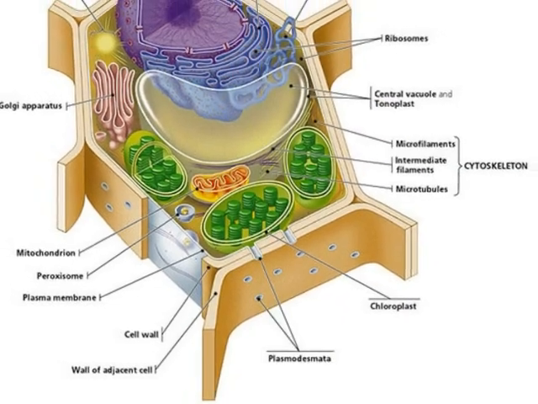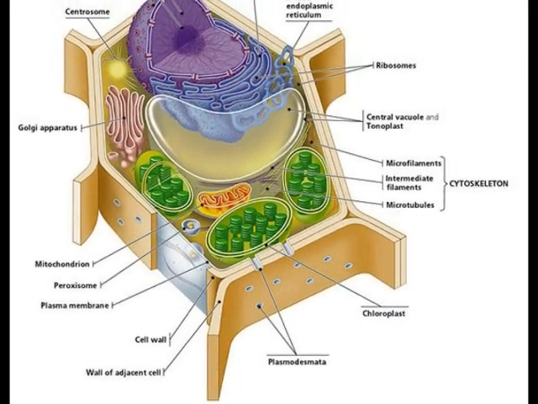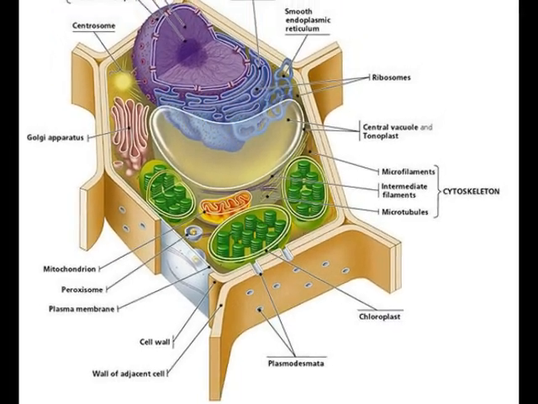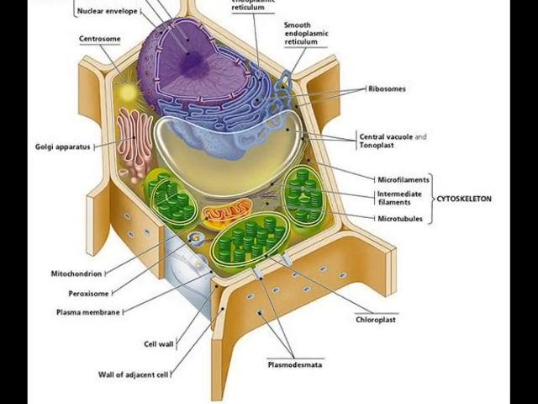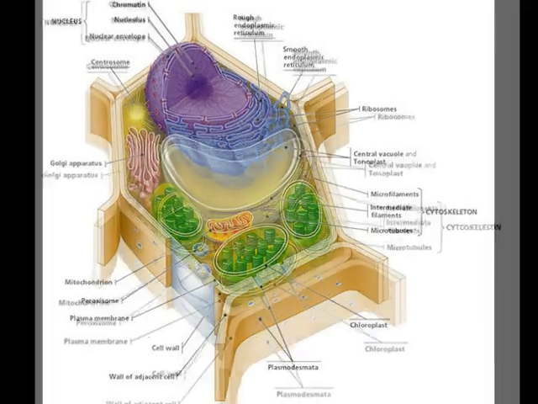Now, here's the plant cell. I'll go through it a little quicker rather than repeating all the organelles that it shares with the animal cell. I'll just name them off, and then I'll tell you about the ones it has that the animal cell doesn't.